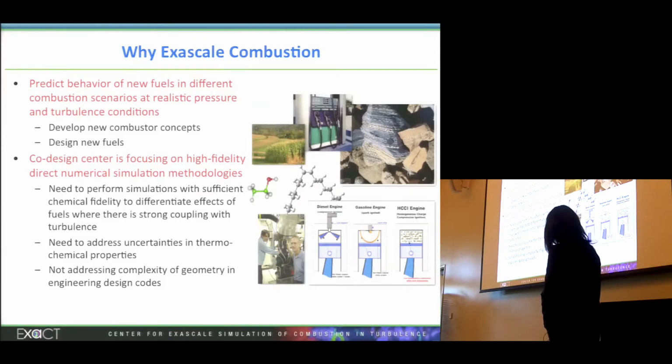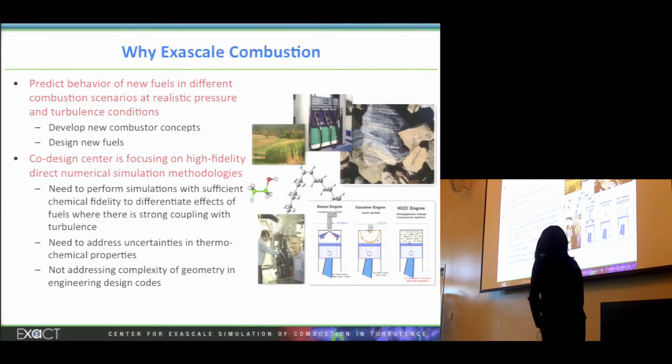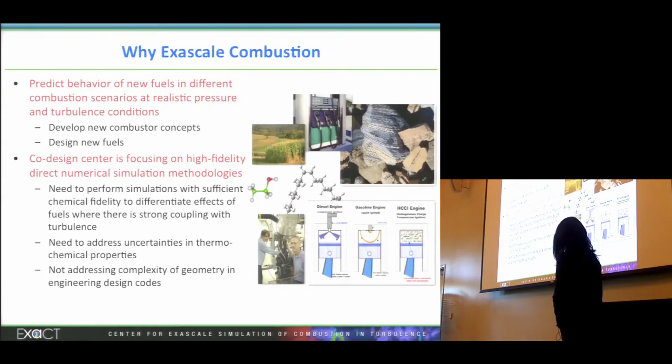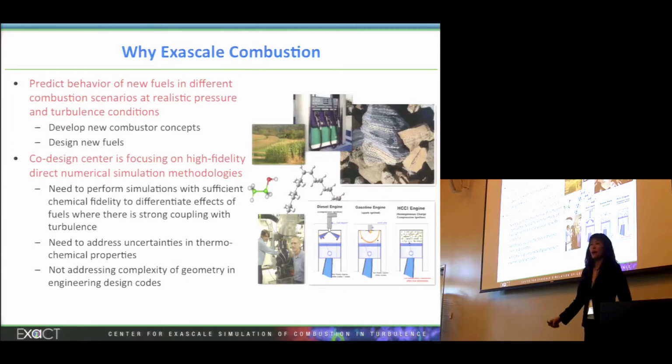In addition to being able to perform these first-principles DNS with sufficient chemical fidelity to tell apart the different effects of the fuels and how they couple strongly with turbulence, we are also concerned about capturing the uncertainties in the thermo-chemical properties. For example, how do errors propagate when you have uncertainties in key rate constants, for example for the reaction rates, in a turbulent simulation? I want to put the caveat or disclaimer that in our center we're not focused on complexity of geometry, but we're more concerned with the underlying physics associated with turbulence-chemistry coupling.